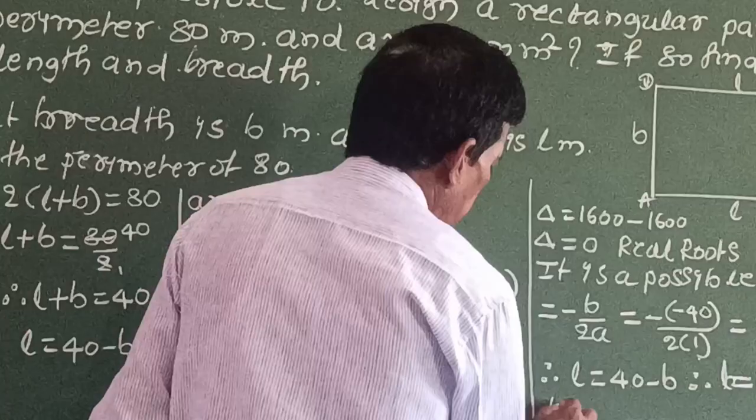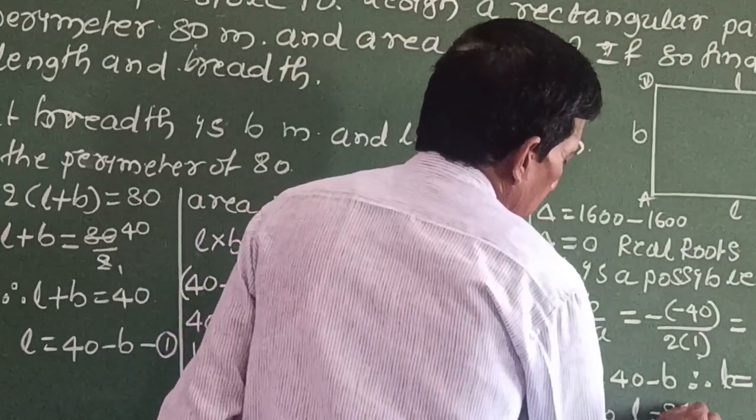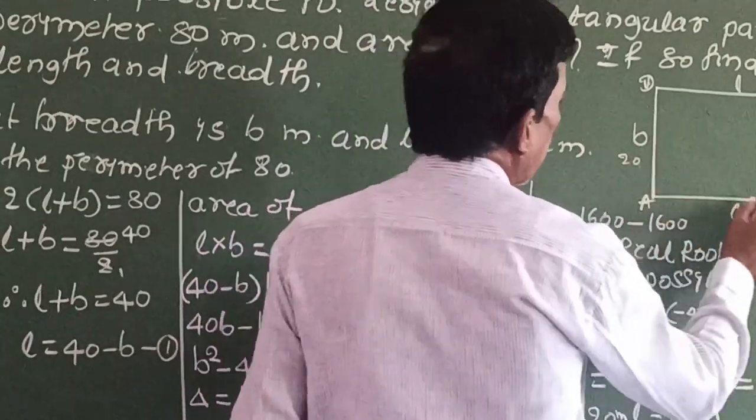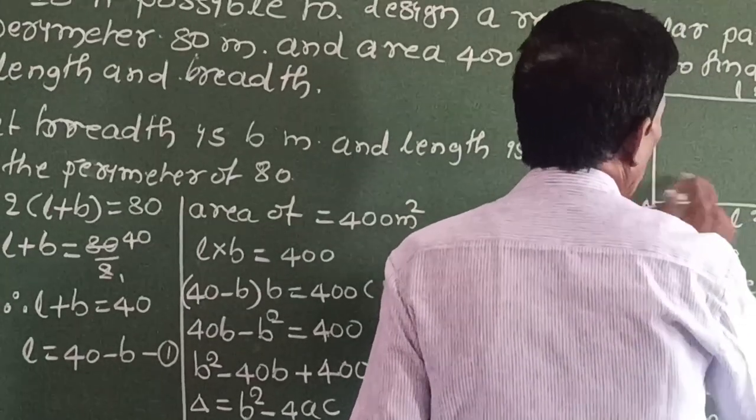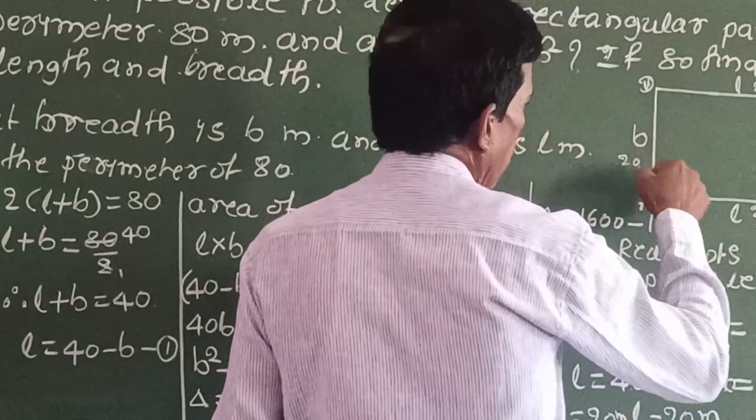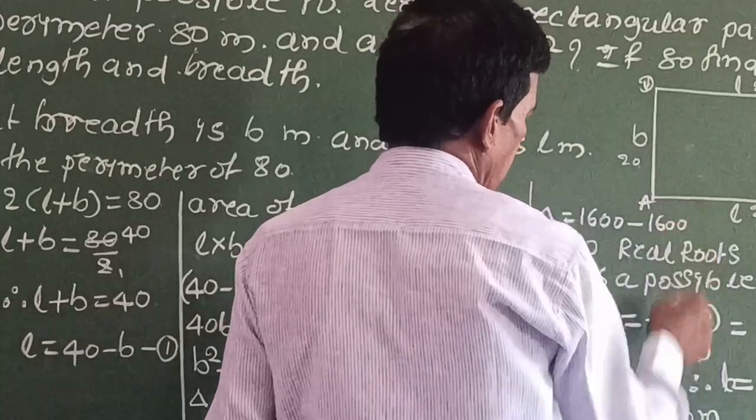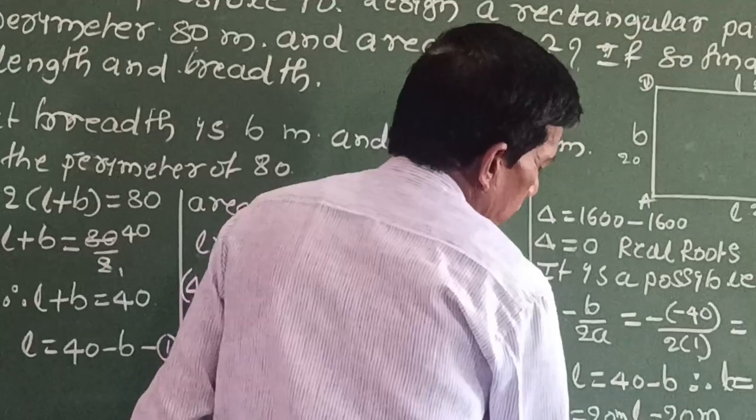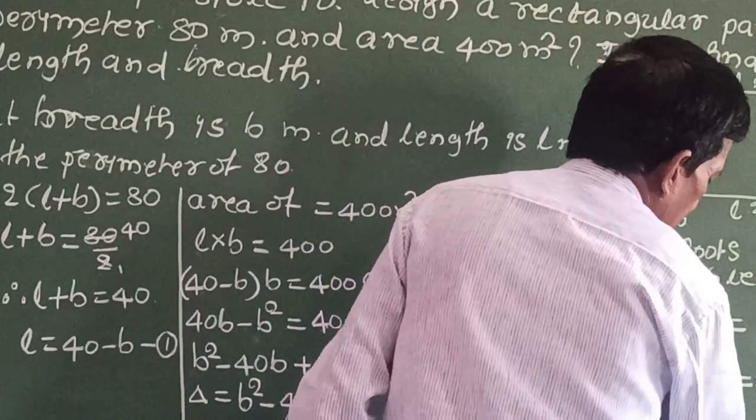So B equal to 20 meter and L equal to 20 meter. So 20, 20, 40, 60, 80. Therefore all the sides are equal. Therefore the given figure is a square. Yes, therefore ABCD is a square.